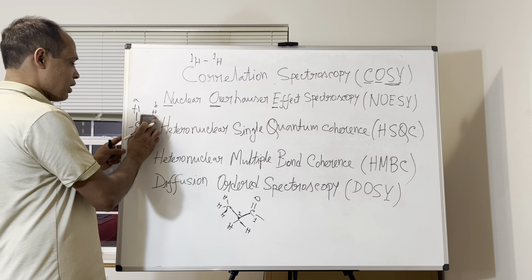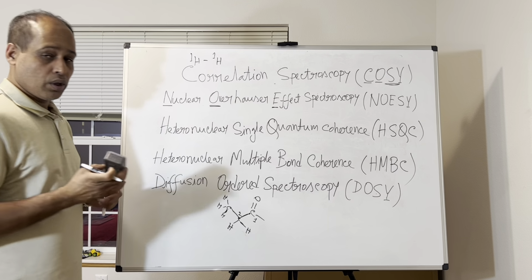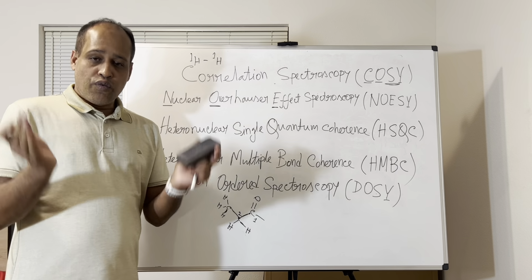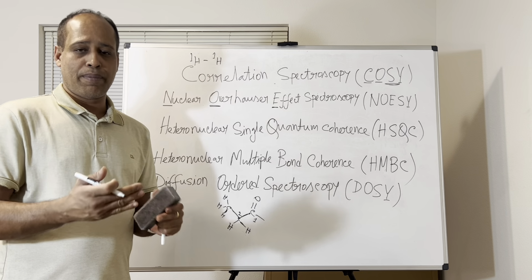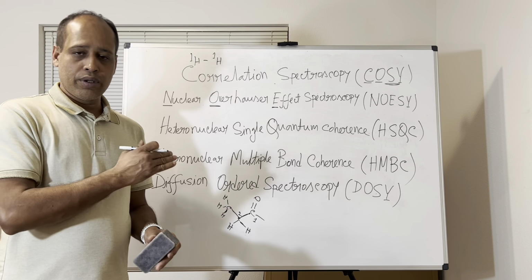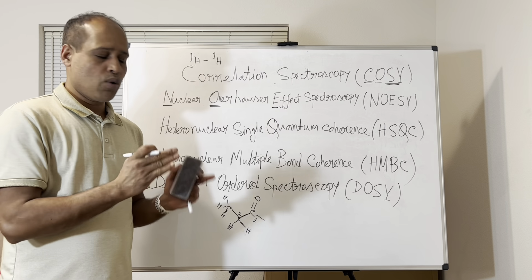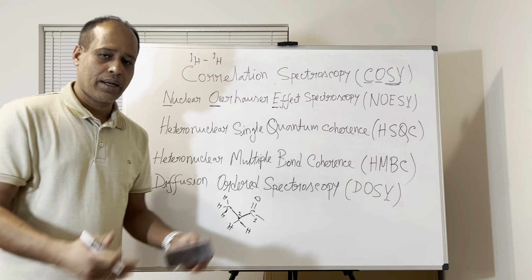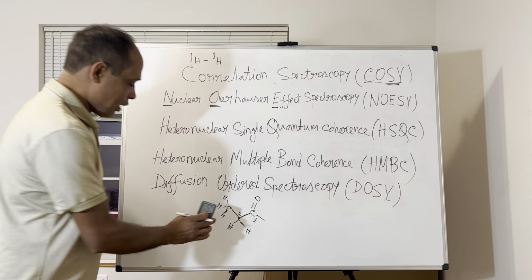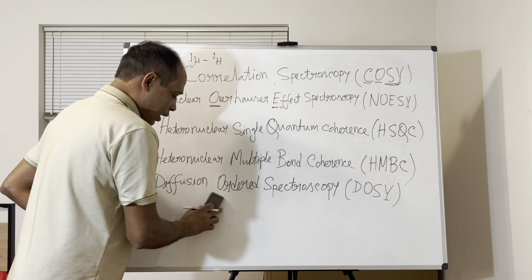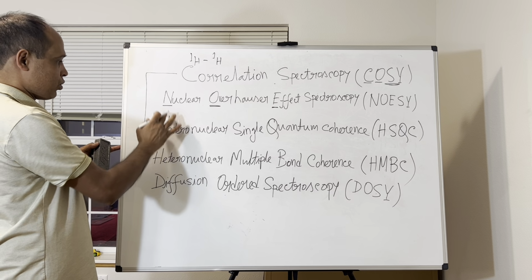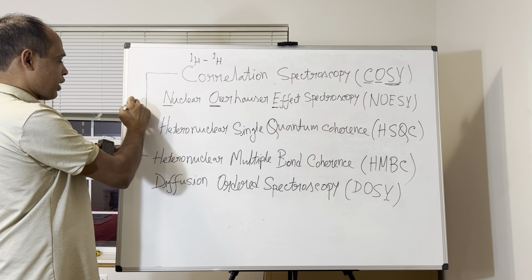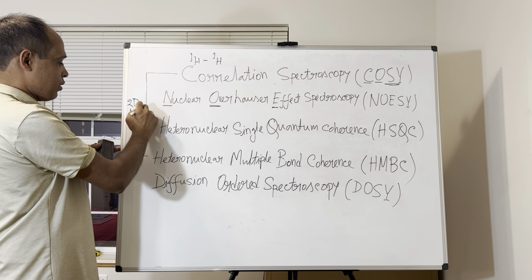I'll explain. These are very important tools, not only to find or determine the structure, but also for some other applications. I'll give you the reference and an example of how we can use those two for other applications also. And all of these are 2D. So these four, 1, 2, 3, 4, you can name as 2D NMR.